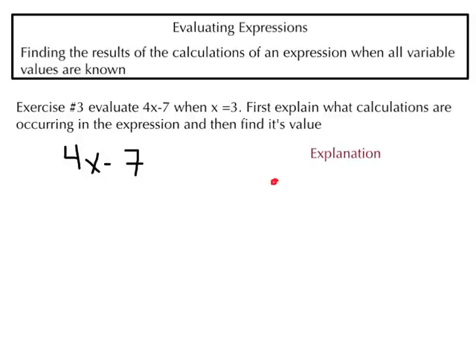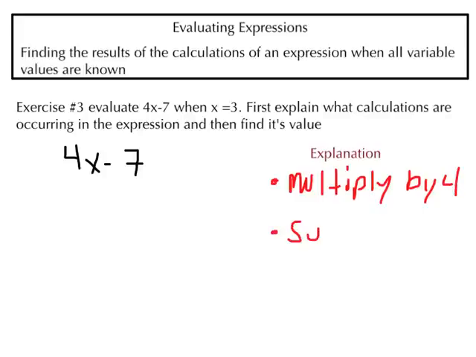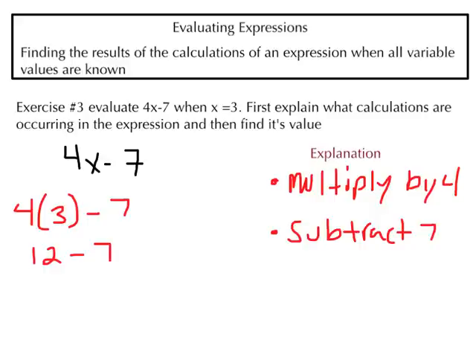So first of all is multiply by 4, then subtract 7. So plug in 3, so 4 times 3. Notice when I plug it in, I put it in parentheses. 4 times 3 is 12, minus 7 is going to give me 5.